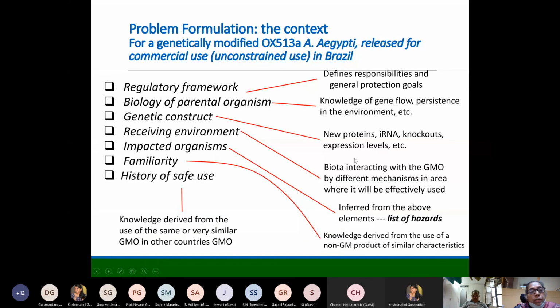I just want to draw your attention to some of the actual points which they used. When you look for documents from Brazil, most of them are in Portuguese. Professor Andrade very kindly shared the report and his presentations at that time, so I thought it would be useful. Regulatory framework, biology of the organism, which is just the repetition of what we just had. But in terms of genetic construct: all the new proteins, knockouts, expression levels, biota which interacts, and knowledge derived from the non-GM and so on.